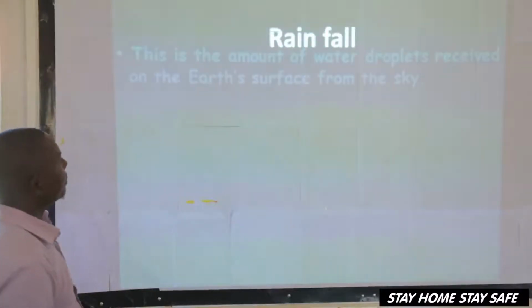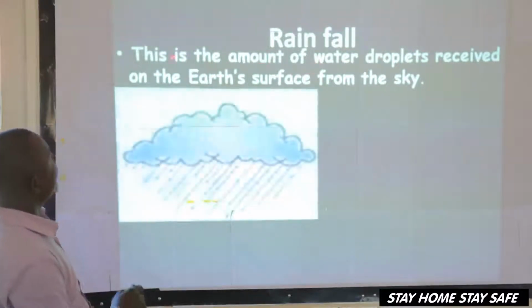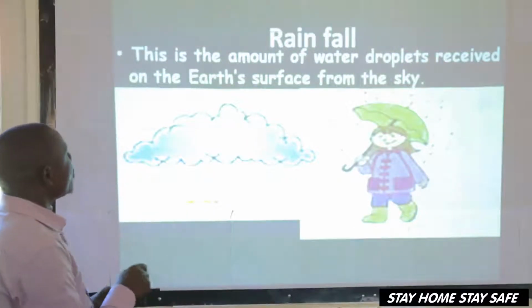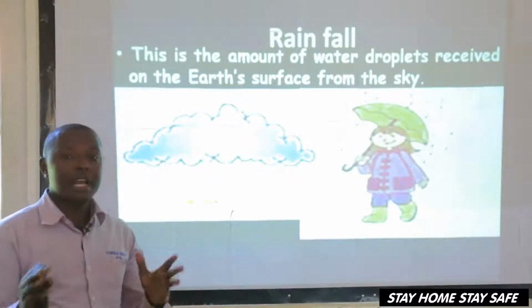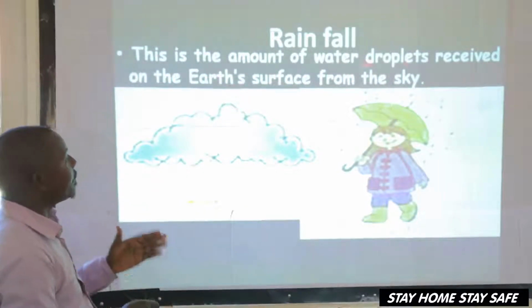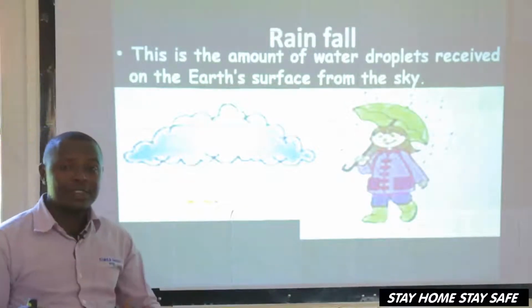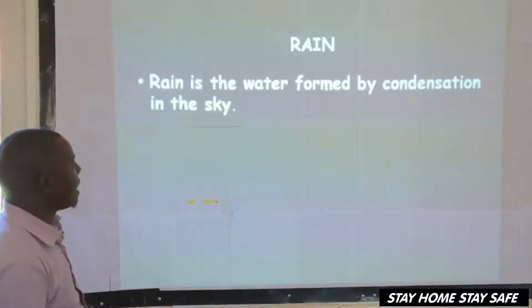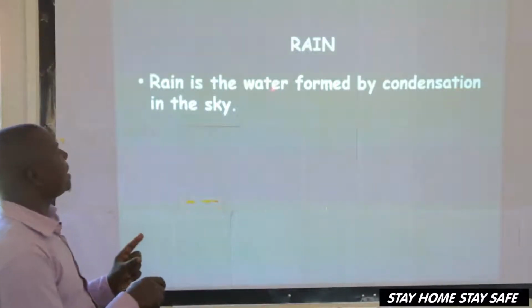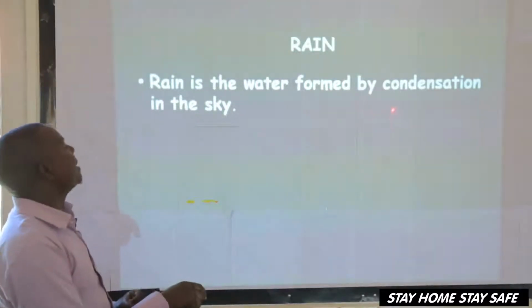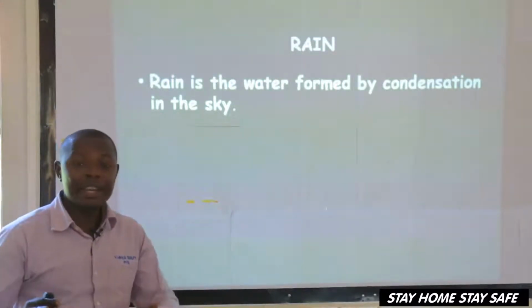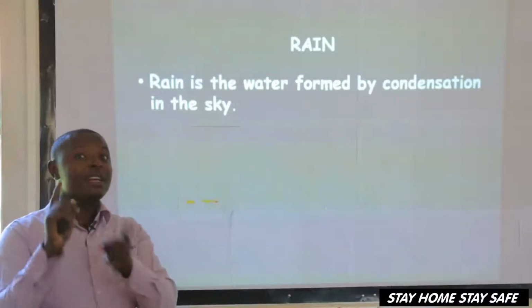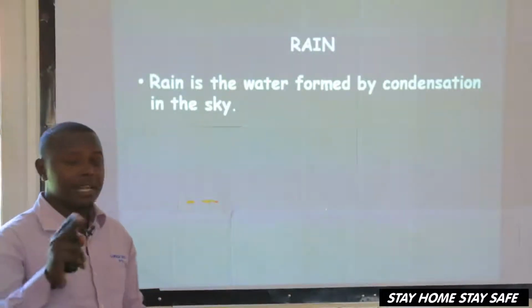Now, what is rainfall? Rainfall is the amount of water droplets received on the Earth's surface from the sky. Okay? We can move on to the next one and we say, what about rain? Rain is water formed by condensation in the sky. We have understood the two terms, rainfall and rain.